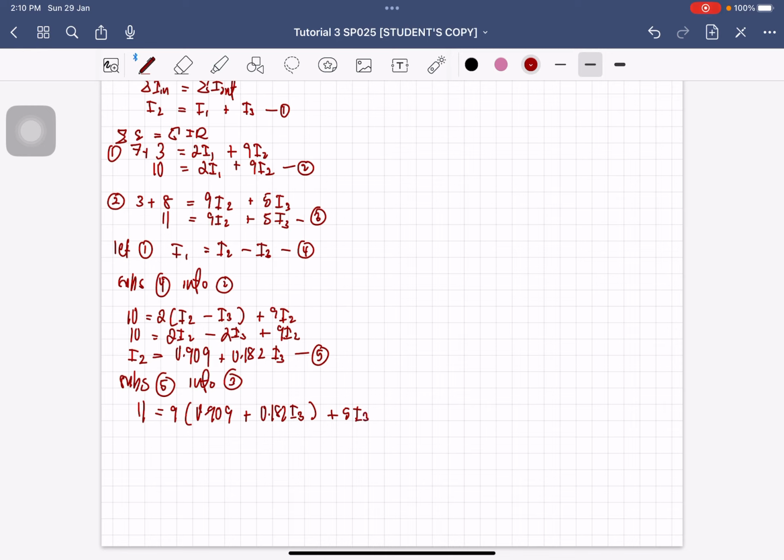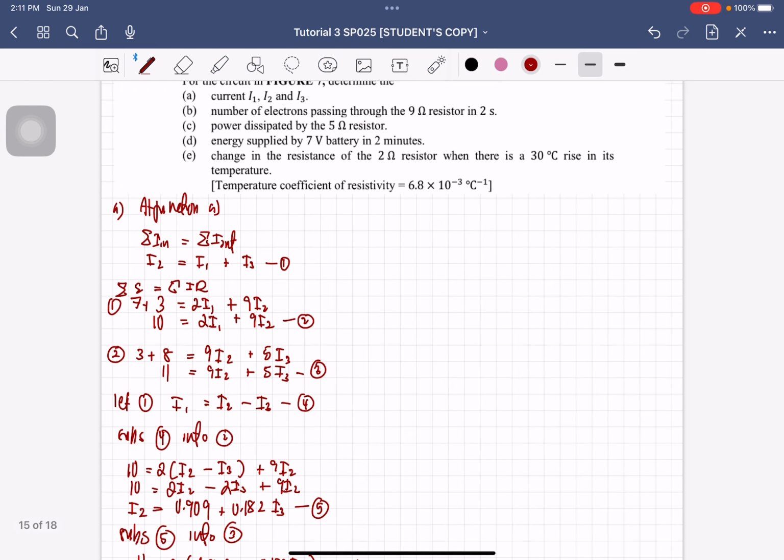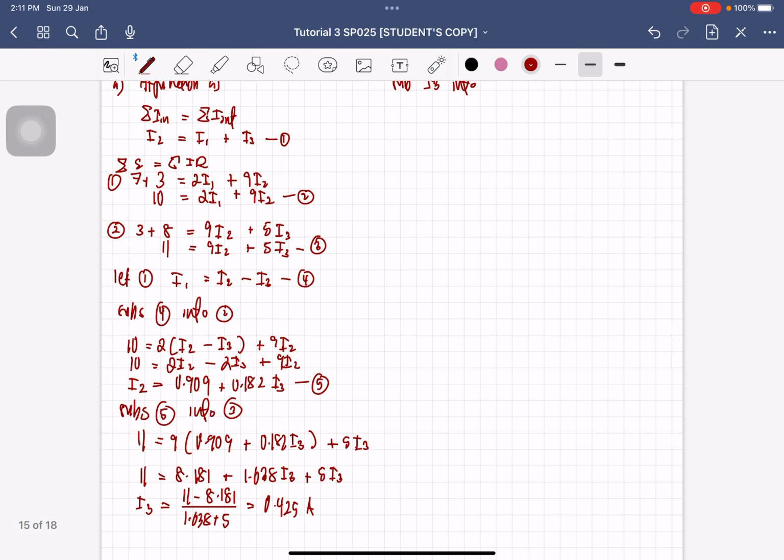Okay? So, di sini kamu akan dapat 8.181 plus 1.638 I3 plus 5I3. So, solve for I3. You should get something like this lah. 11 minus 8.181 over 1.638 plus 5, which will then equal to 0.425 ampere. So, dapat sudah I3, barulah kita boleh substitute I3 into equation 5 tadi.